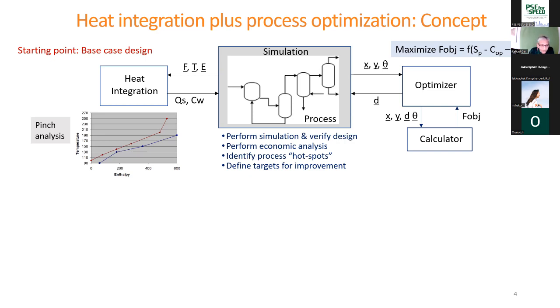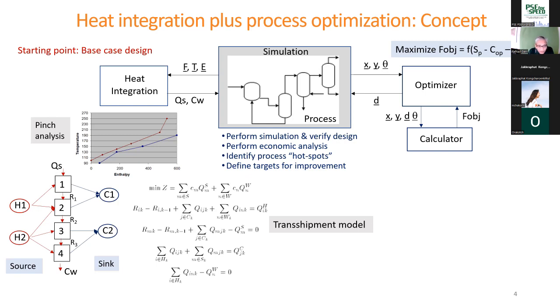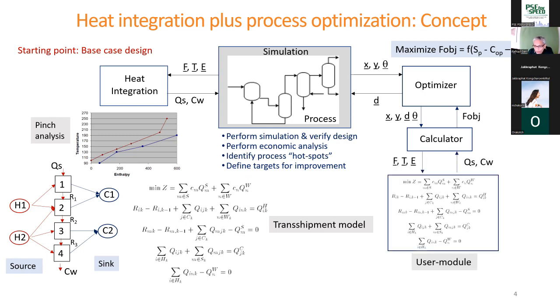To do this, we need to convert the pinch analysis to a mathematical formulation that you see as the transshipment model. I will show afterwards how to derive this mathematical formulation. But if we can have this mathematical formulation, we can add it to the optimization problem, and then we can solve all of it together. So that is what is understood as simultaneous heat integration and optimization.